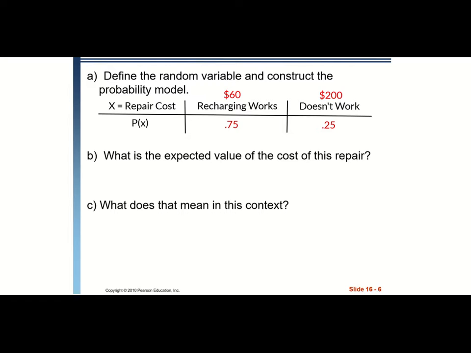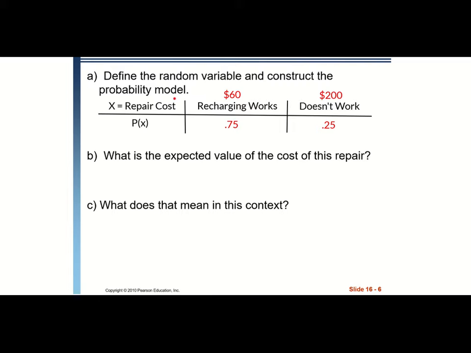There's really two outcomes that they go through. Either they recharge this coolant and recharging it works. That's a $60 cost and it occurs 75% of the time. Or that doesn't work, in which they charge an extra $100 plus $40 for labor. That brings us to a total of $200, and that's going to occur the other 25% of the time.